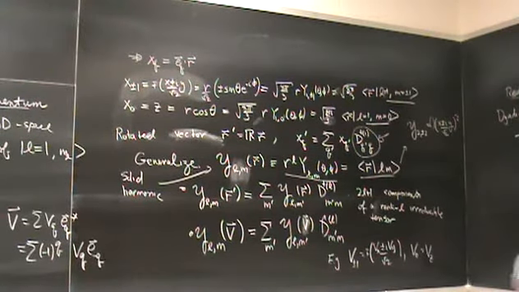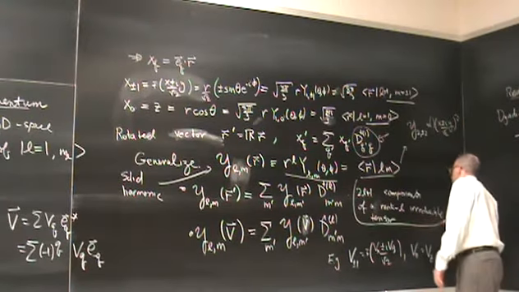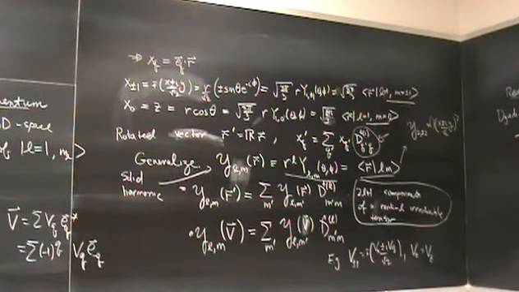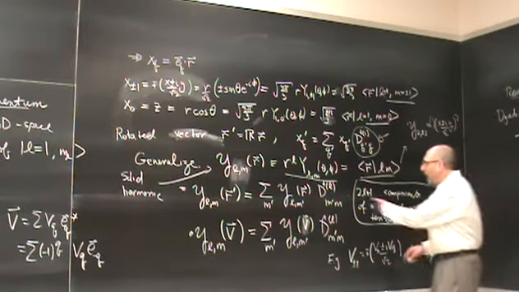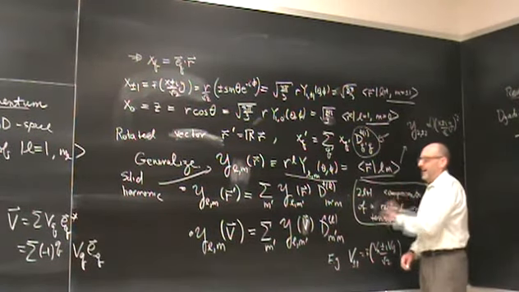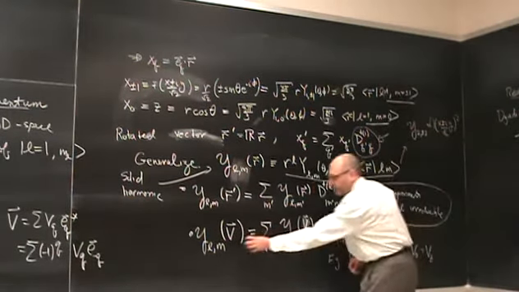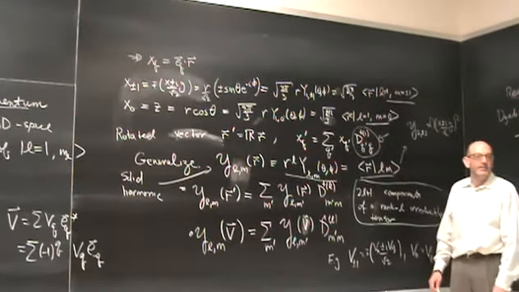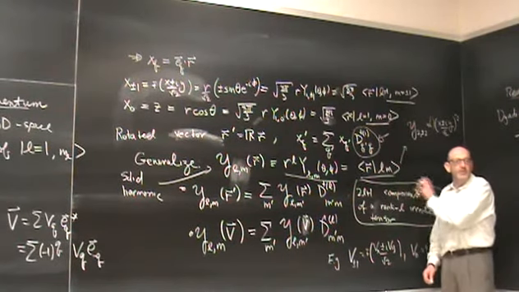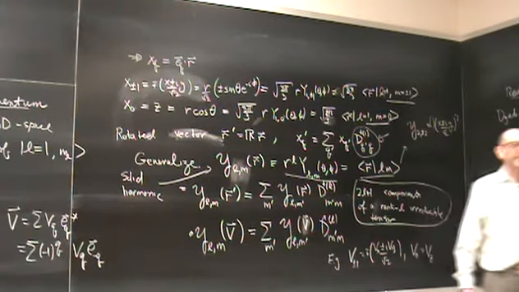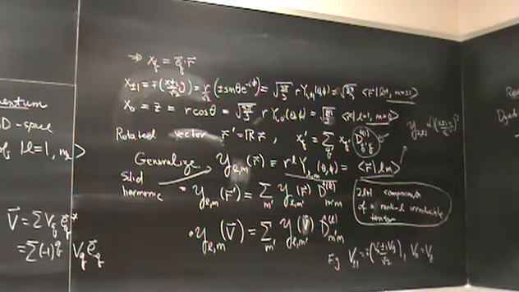We call them the 2L plus 1 components of a rank L irreducible tensor. Okay? So any 2L plus 1 objects which transform according to this rule are the 2L plus 1 components of a rank L irreducible tensor. Okay?